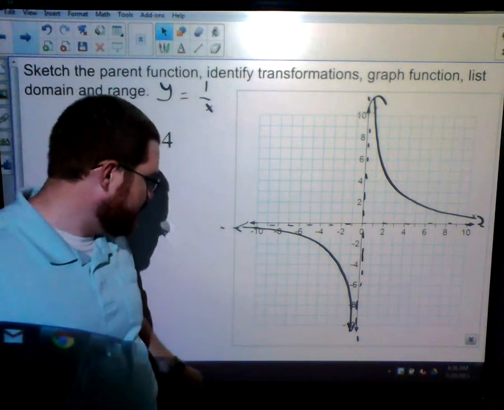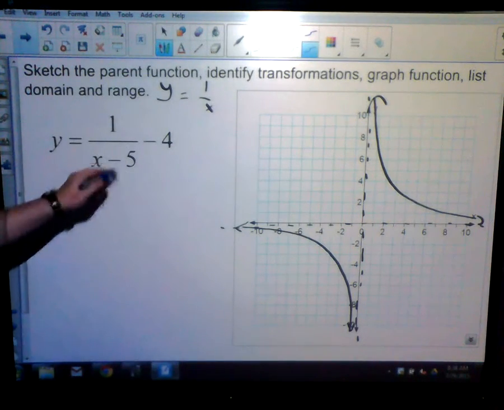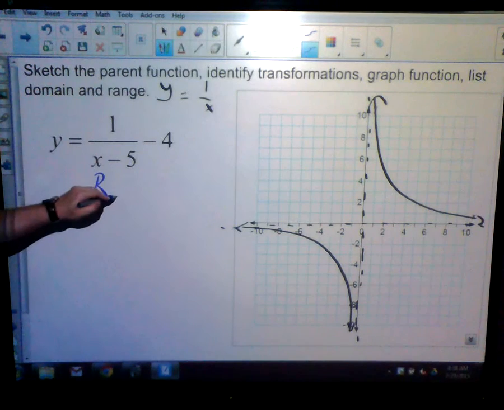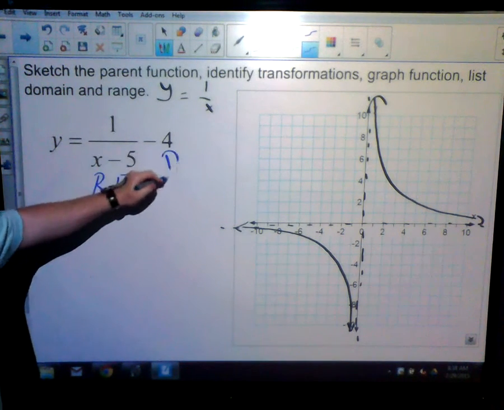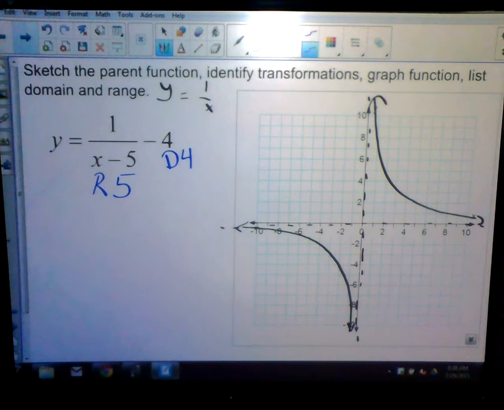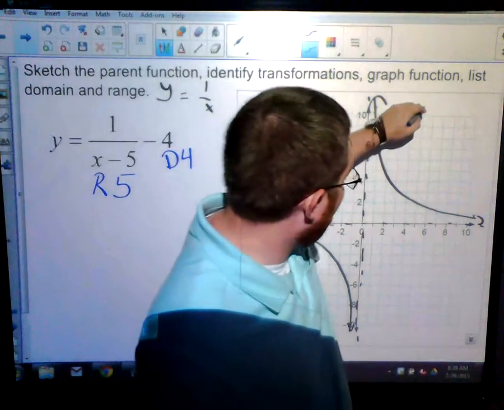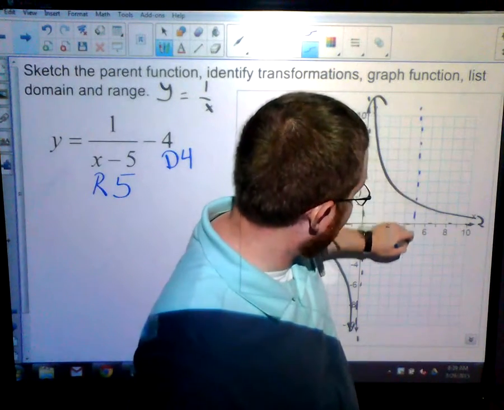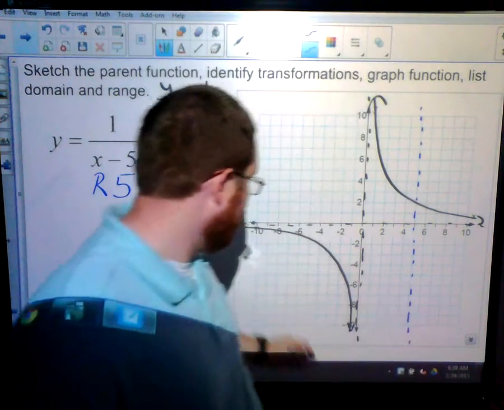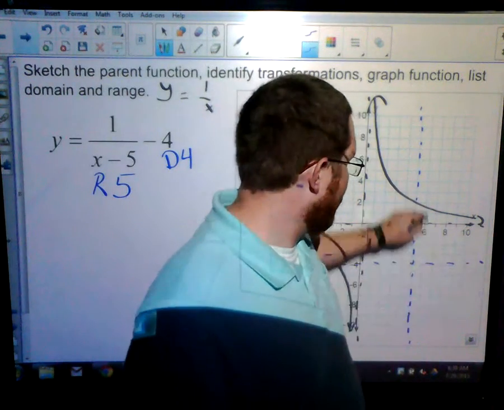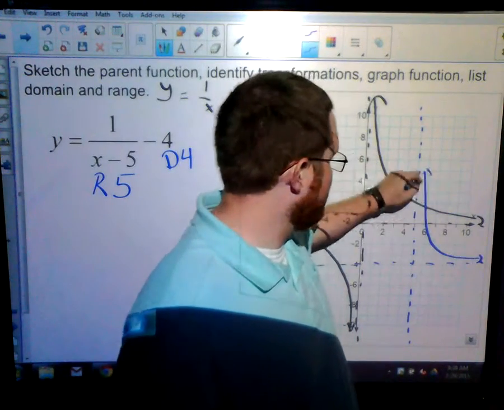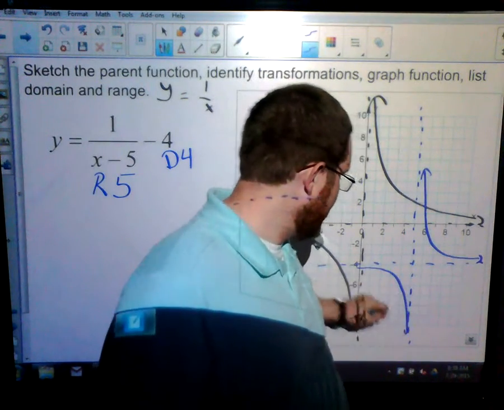So what transformations have happened? Well, this is with x, so it went right 5. And this is outside of x by itself, so this went down 4. So what should I move to represent the right 5 and down 4? I'm going to move the asymptotes. The asymptote is now over here at right 5. And the other asymptote is down here at -4. And my graph still looks the same, just with a different set of asymptotes.